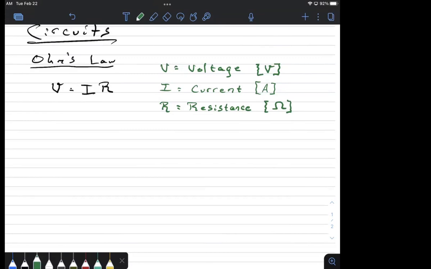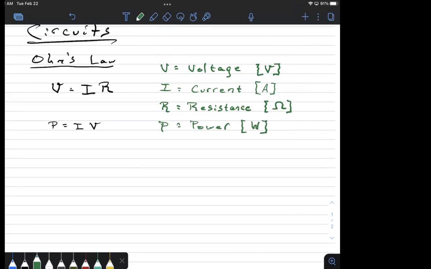And then we had a second equation, which was for power. The power of a circuit is given by the current multiplied by the voltage. So P is power. And its unit is capital W for watts, W-A-T-T-S, watts.